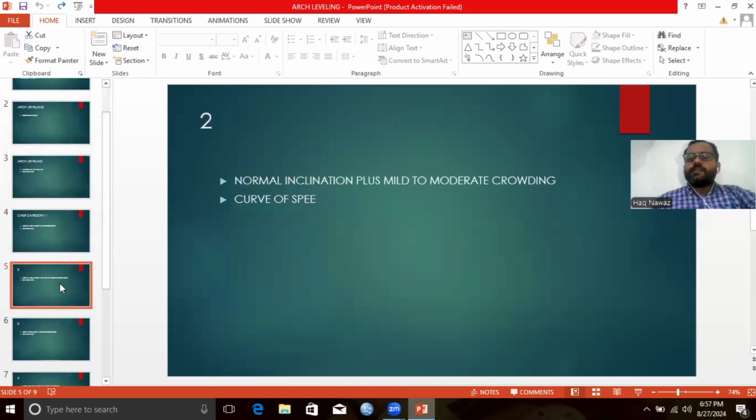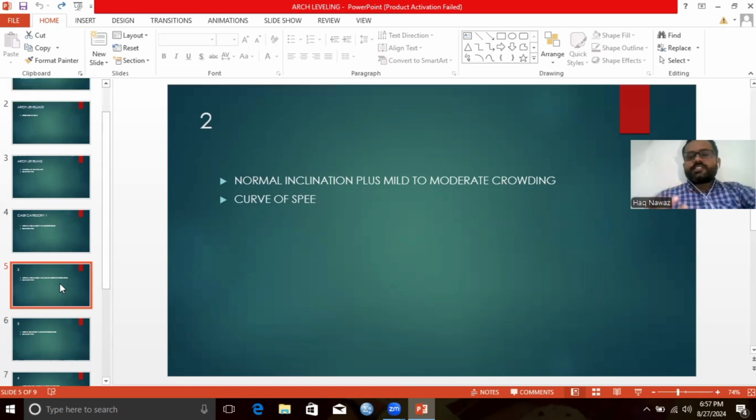Then this is our second category. There's normal inclination, but there's mild to moderate crowding in the incisor segment and increased curve of Spee. For this category of patients, everything is the same as category 1, but as there is mild to moderate crowding, we are assuming our treatment plan is non-extraction.